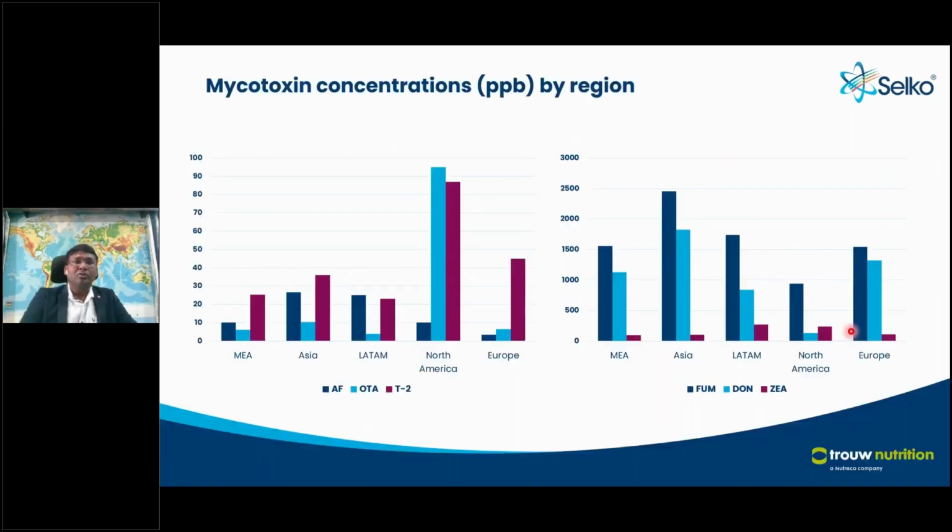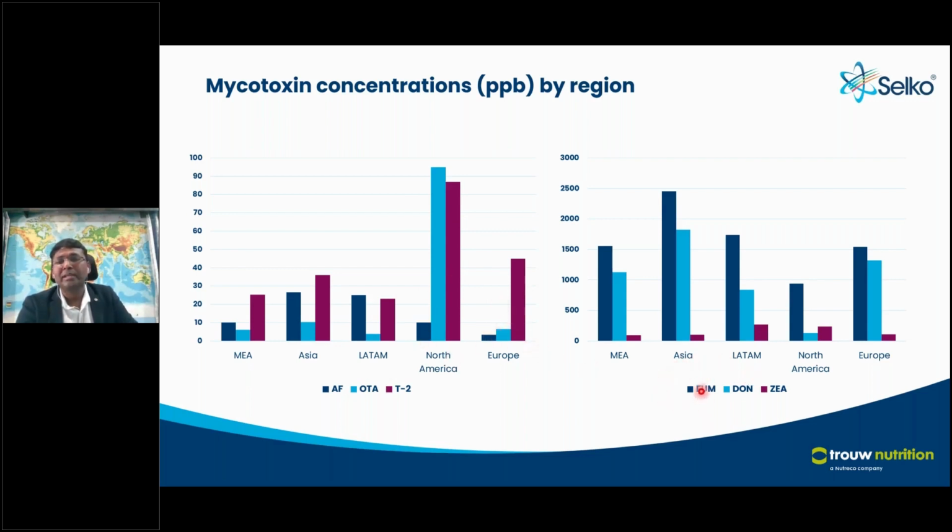So when it comes to the concentration in terms of the region, as I said, MEA, Asia, LATAM, North America, Europe, if you take aflatoxin, as expected, you see more levels in Asia. You see OTA again in Asia. T2 toxin, you see more in North America. And also in Europe, due to relatively temperate, semi-temperate regions, you tend to see more T2 issues also.